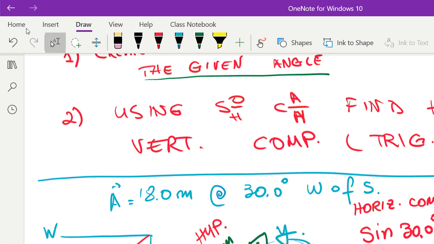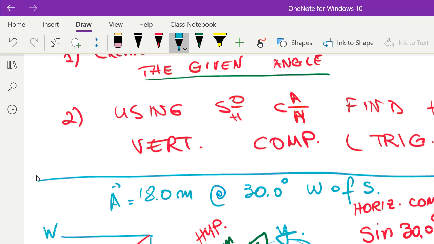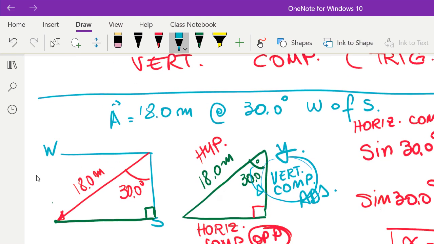If you use your calculator, you will find that y is equal to 18 times cosine 30, which is 15.6. And you can write the units here. So now you found the horizontal and vertical components.